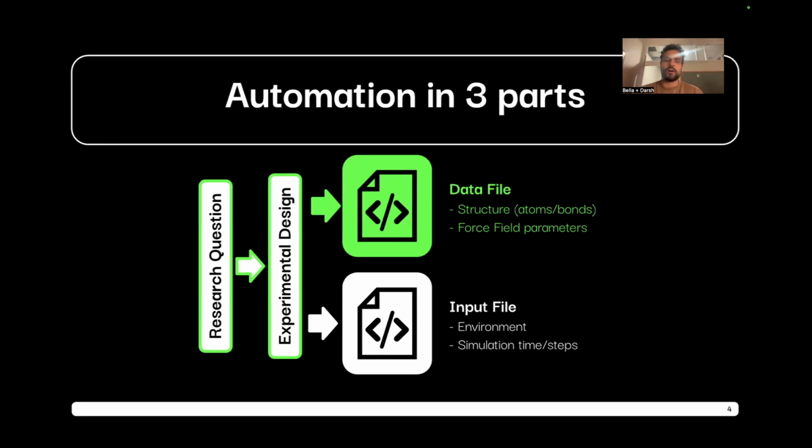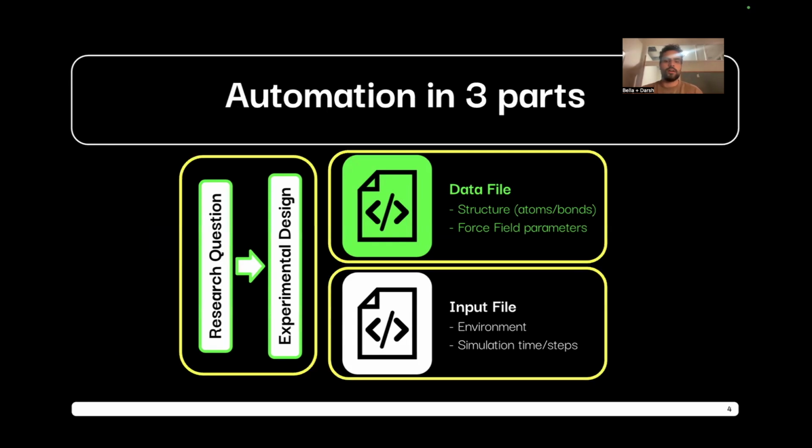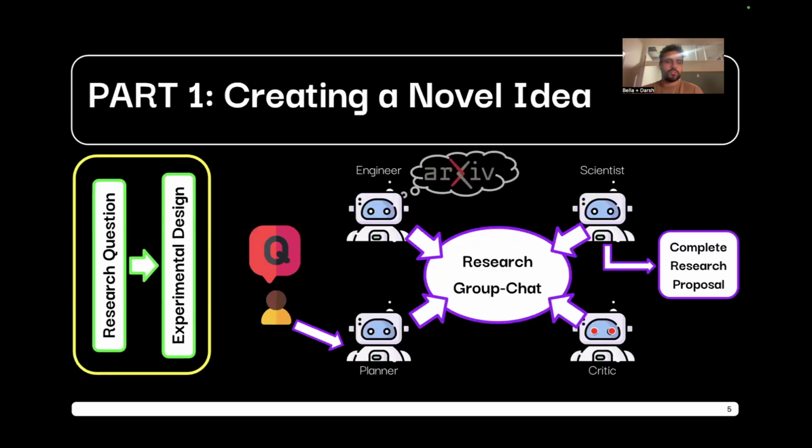So our plan here is to automate that setup part in three different sections. Starting with that research proposal, then the two different input files that we need. The first thing we're automating is that idea and experimental design generation.